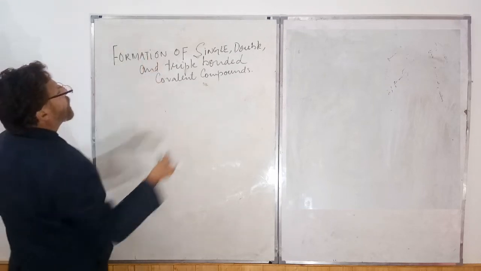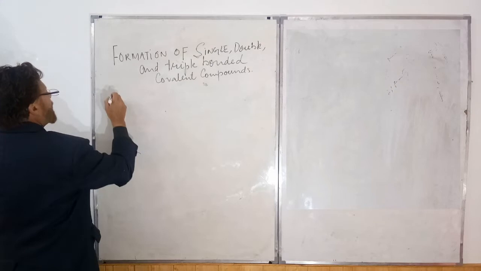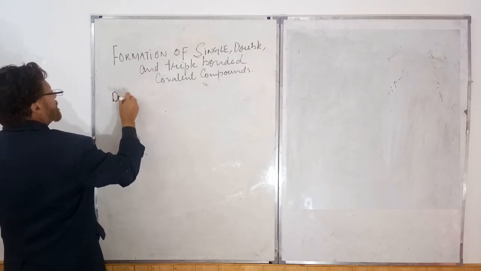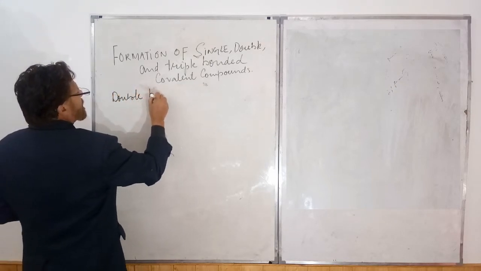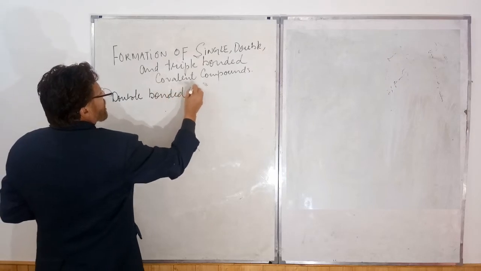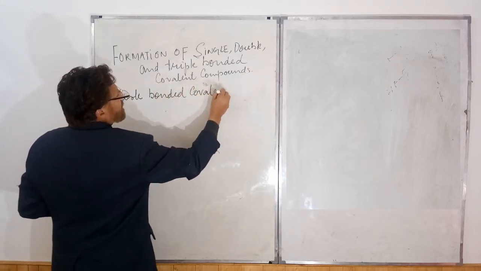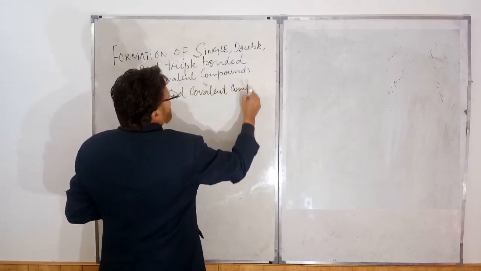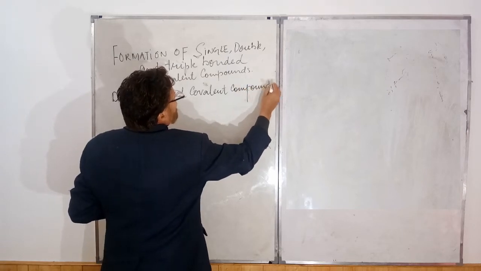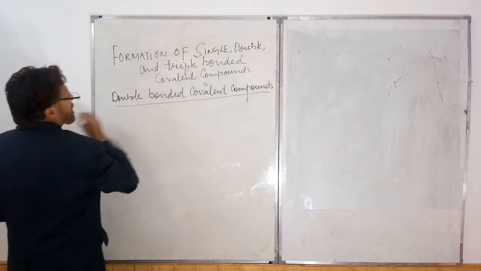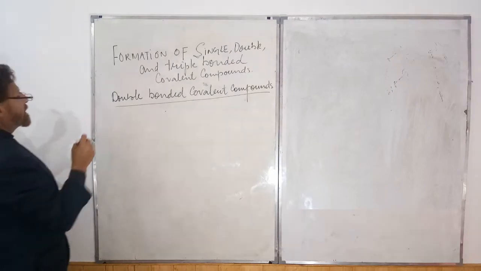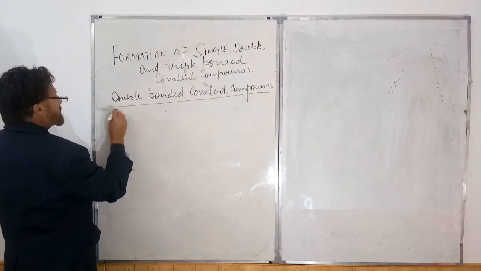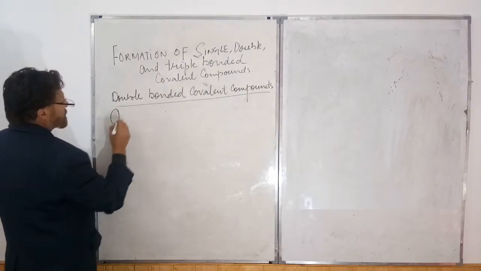Now we can go to double bonded covalent compounds. Taking an example of the oxygen molecule, that is O2.